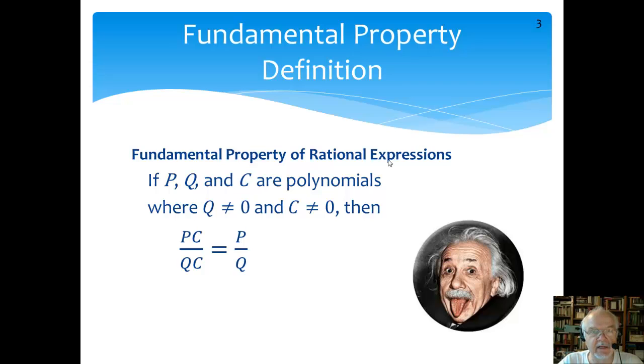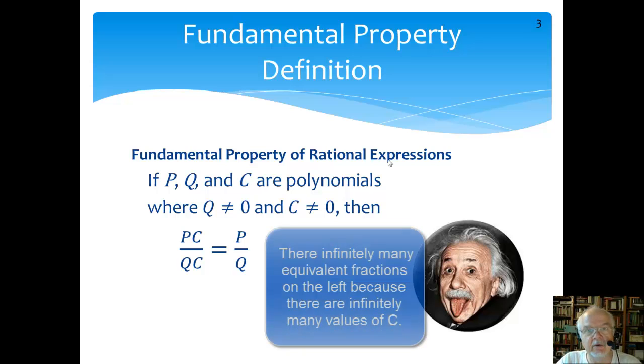The other idea to think about here is that the term on the left, PC over QC, those are called equivalent fractions. On the right-hand side, we have P over Q. That is the simplest form that we can express it in. We are assuming here that neither P or Q have any common factors. In math, we say that P is prime relative to Q. That is, they have no common factors. So there are infinitely many equivalent fractions on the left-hand side that are equal to the one and only one simplest fraction.